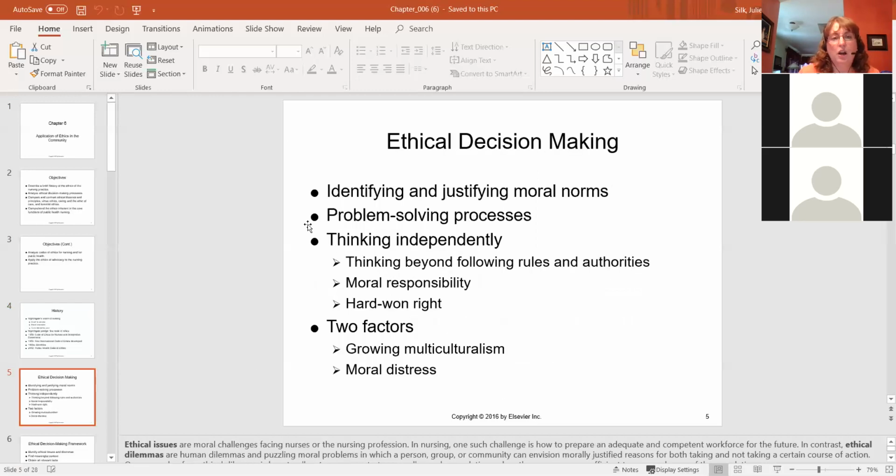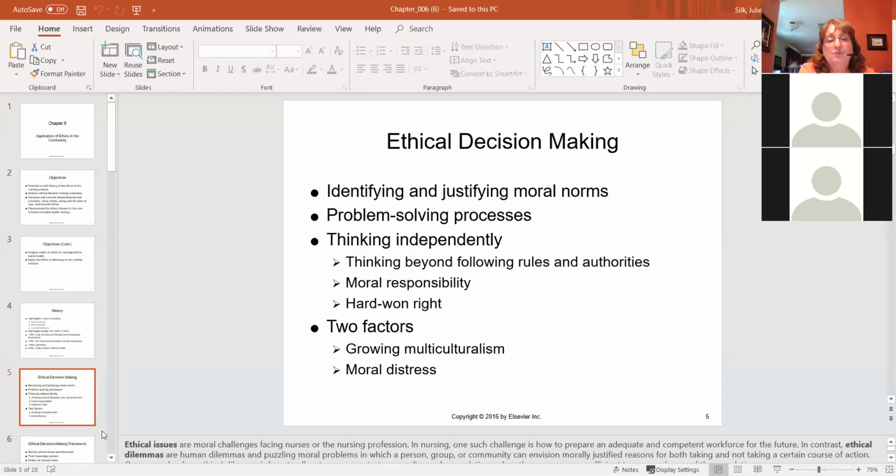All right, so when we do talk about ethical decision making, remember, there's going to be times in your career where you'll come across a situation that is just going to be one of those things that you just don't know what the right thing to do is. So you need to go through that ethical decision-making process to figure out what to do. And you have to take other people's thoughts and wishes into account, as well as your own. So with this, it's just saying that you have to identify and justify moral norms. You need to think independently: what is your moral responsibility in the situation?